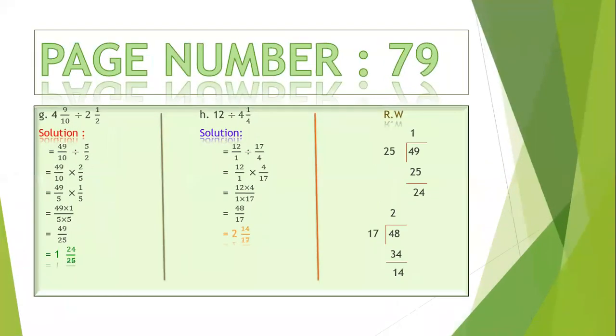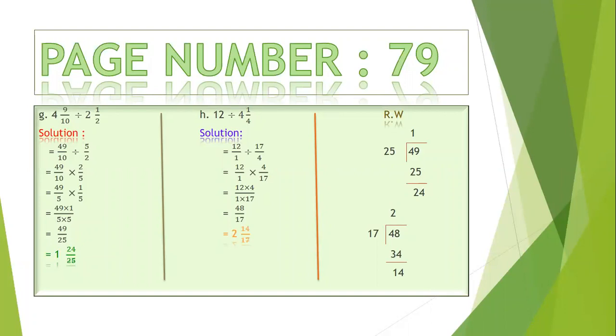In part G, both fractions are in the form of mixed fractions. You convert them into improper fractions, and after converting them, we see that the first fraction becomes 49 over 10 and the other is 5 over 2. After interchanging the sign, 5 over 2 will become 2 over 5, giving 49 over 25, and after the division, 1 whole number 24 over 25 is there.